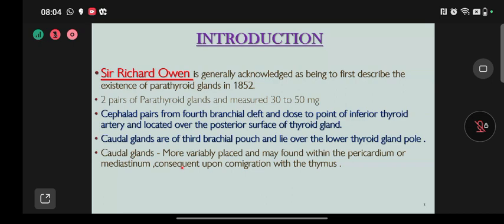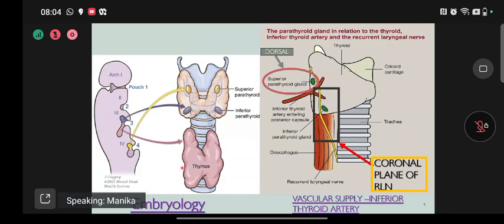Caudal glands arise from the third branchial pouch, and they lie over the lower thyroid gland pole. Caudal glands are more variably placed and may be found within the pericardium or mediastinum consequent upon co-migration with the thymus, as the thymus is also derived from the third branchial pouch along with the caudal inferior parathyroid glands. So this is the embryology. As we can see, from the third pharyngeal pouch there is development of the inferior parathyroid gland along with the thymus, and from the fourth branchial pouch there is development of the superior parathyroid gland.